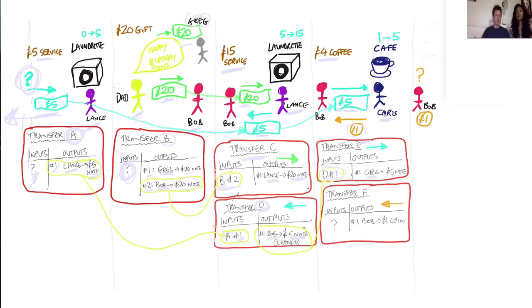Transfer E is Chris, the cafetiere, whatever. He's paying Bob a £1 coin in return. And we just put a question mark here because we haven't included the transaction that explains how Chris got this £1. But it's somewhere there in history, right? Yeah. It's just we've chosen to ignore it, just like we chose to ignore this one and this one. Does that make sense so far?